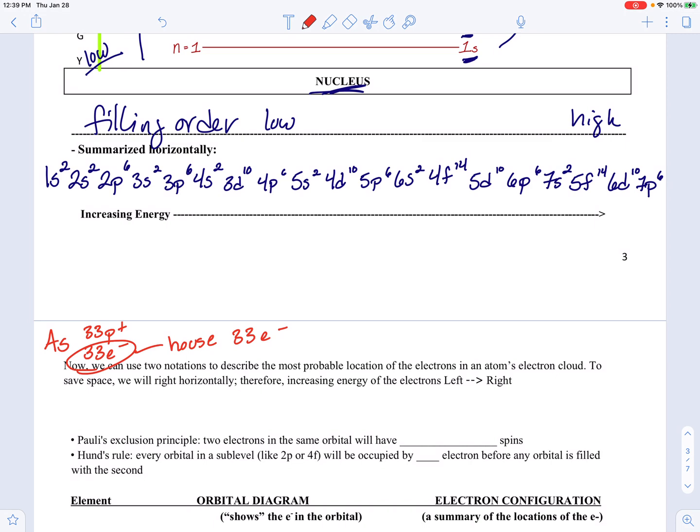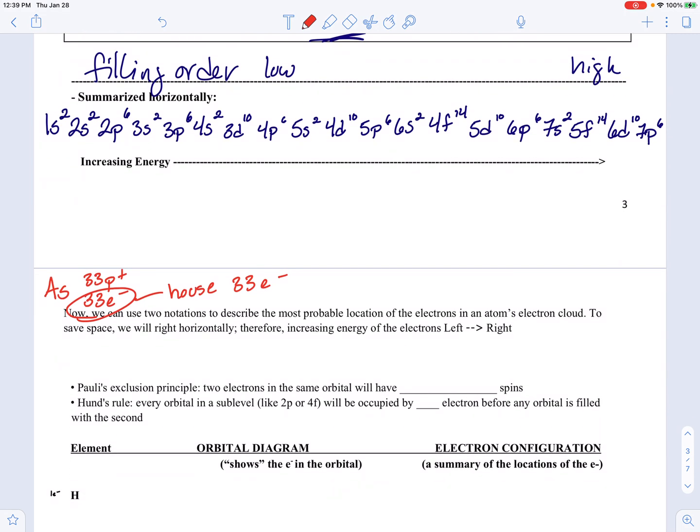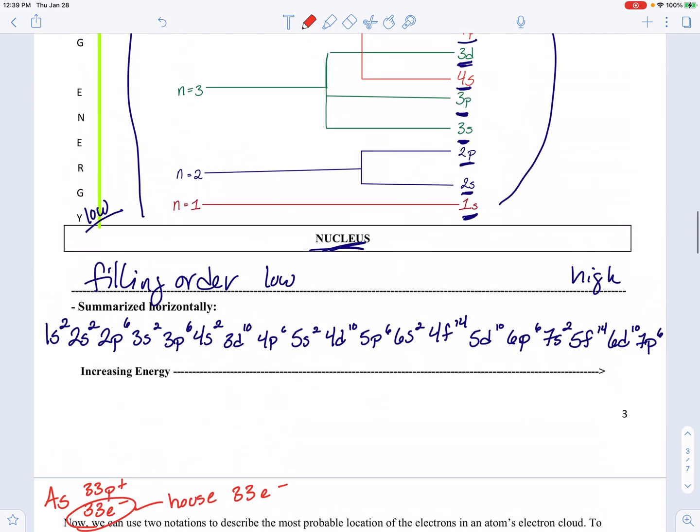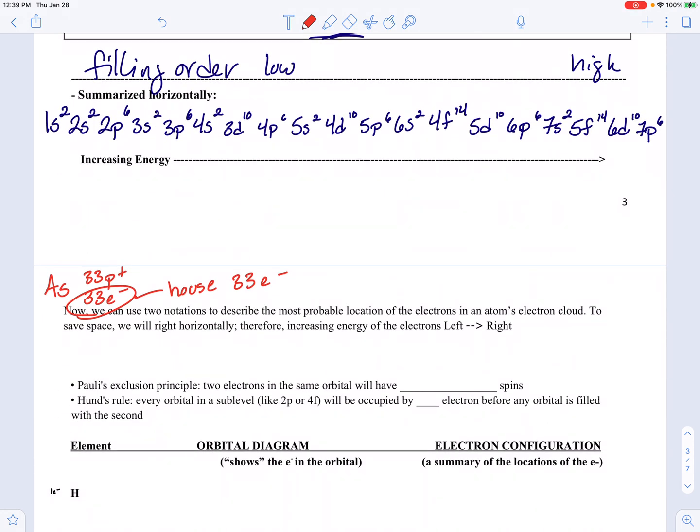What is their most probable location based off of our filling order, which is based off of the energy of each sublevel? So when I'm looking at arsenic, the first place that I would put my guests is in 1s. And 1s will fit 2 electrons. So I've got 33 to house. So far I've put 2 of them into a room. Then I can put electrons into 2s. And then 2p comes next, and that holds up to 6 of them. And then I could put electrons into 3s, and then 3p.